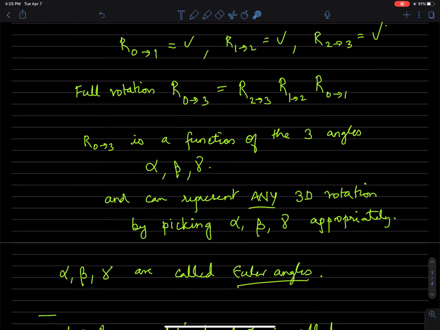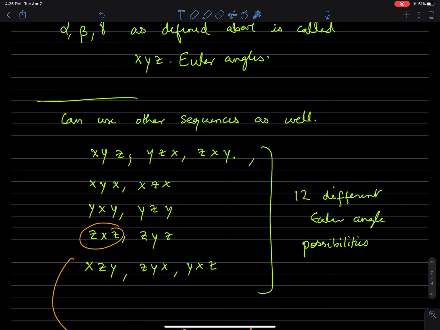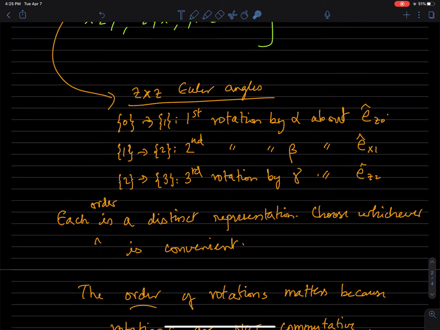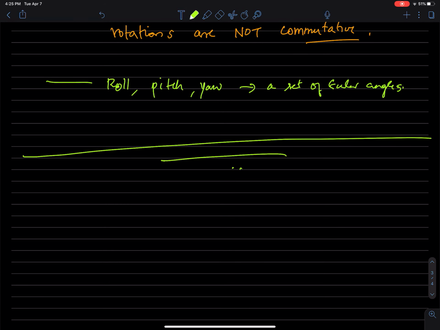The other thing I want to talk about briefly is why only these orders. Why not an order like XXZ? If you do a sequence of an X rotation and then another X rotation and then a Z rotation, you have two X rotations. Those can be combined into a single X rotation. So an XXZ is not a valid Euler angle.